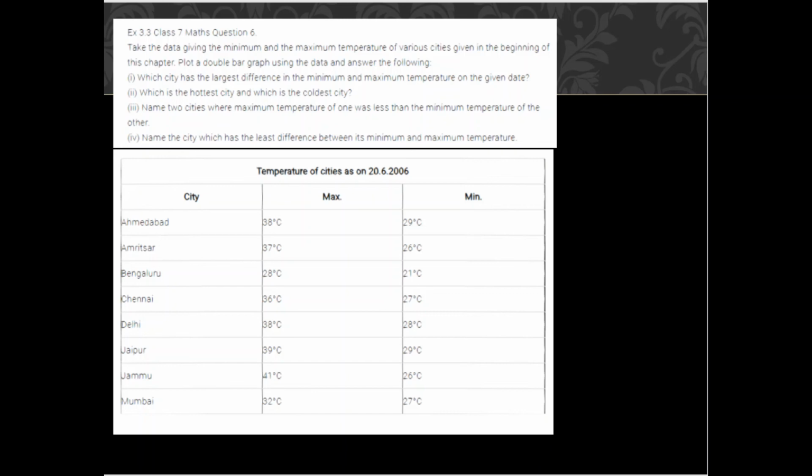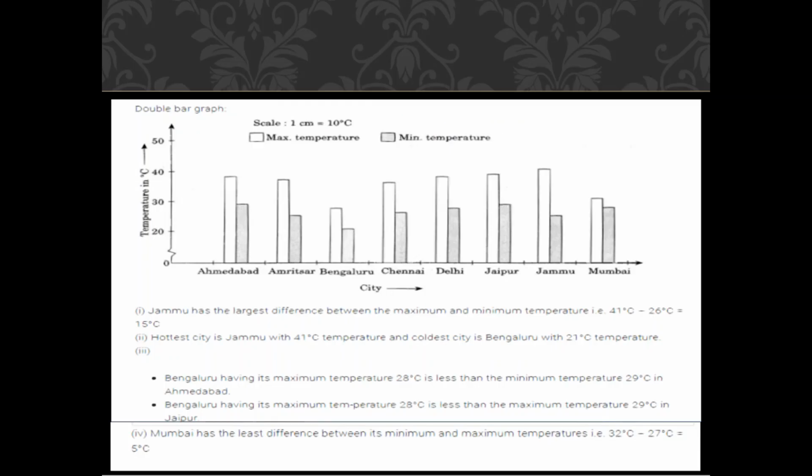Maximum and minimum temperature has been given. Let's go to the answer of the first. Jammu has the highest difference between maximum and minimum temperature. We have been given this graph. So 41 minus 26 is 15. The hottest city, that is Jammu, is 41, and the temperature of the coldest city, Bangalore, is 21 degrees Celsius.